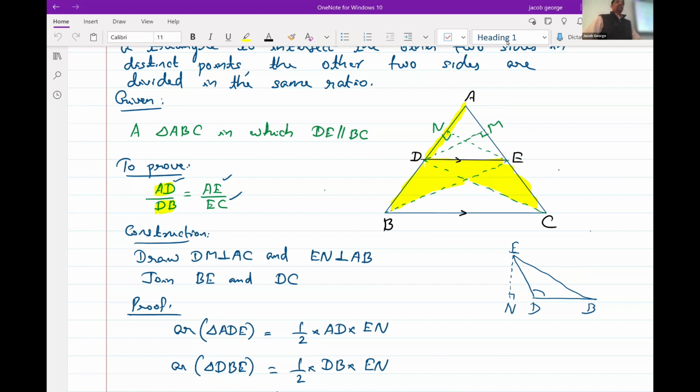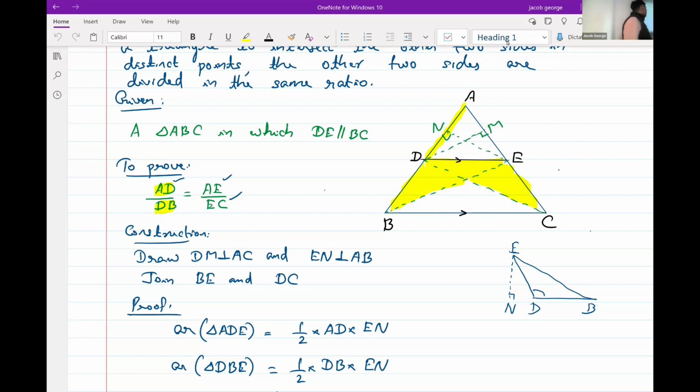In the second triangle DBE, what is the base? DB is the base. Height is, being an obtuse triangle, the height will be outside the triangle. So what is the height towards this DB? EN is the height. Is it clear? That height will be outside this line. If you extend that line, we can see it.